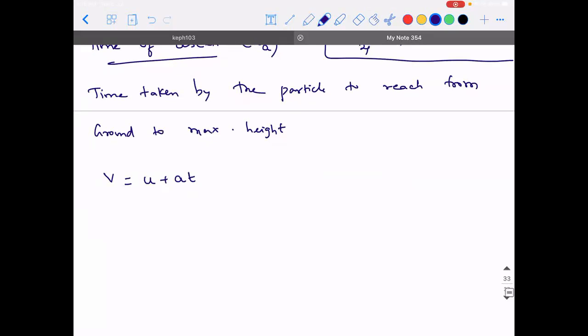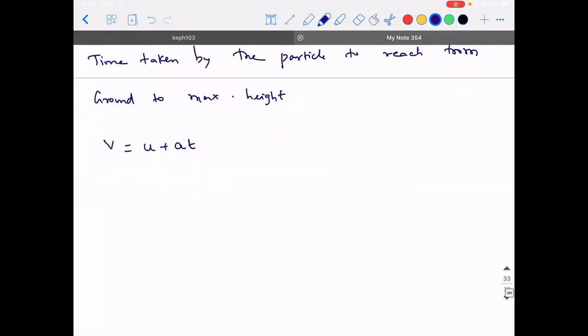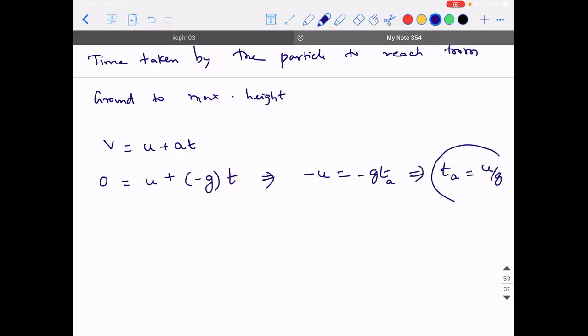So the time taken by the particle to reach the maximum height is this thing. The final velocity in the upward journey is 0, is equal to the initial velocity u plus acceleration, which is minus 9.8, minus g. I told you we will not substitute the value. We'll write it as g only. That value we will substitute when we solve problems. Into t. So, which implies minus u is equal to minus gt, or I can write it as t a. Then t a will be equal to u divided by g. So, this is the formula for the time of ascent.